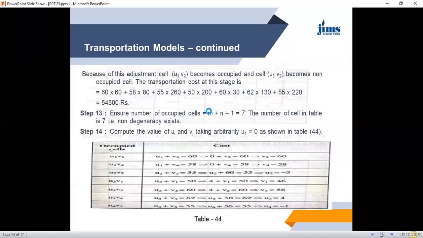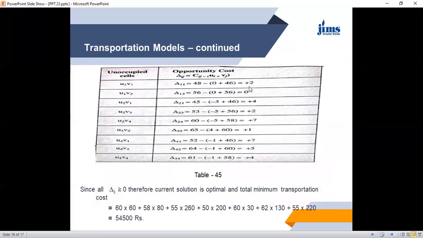Therefore, we again test the optimality by calculating the values of Ui and Vj. And we find now in the next iteration that all the values are either 0 or positive. So optimality has been reached, and this is the final solution. So this final solution is 54,500 rupees. So this is the optimal solution, and this is how we calculate the optimal solution by applying the MODI method.